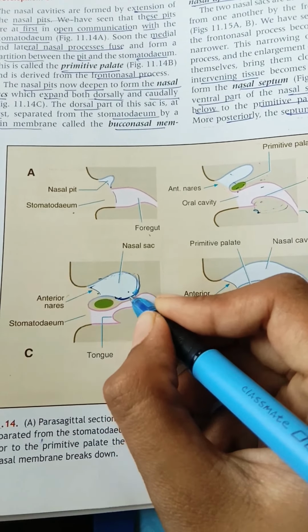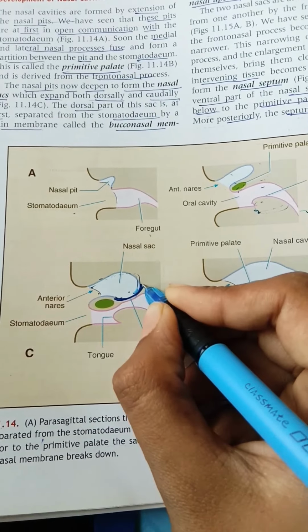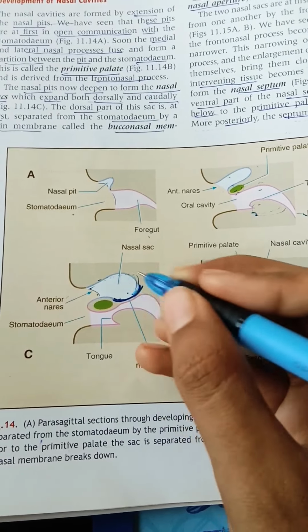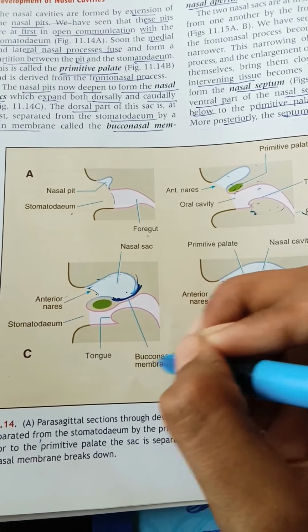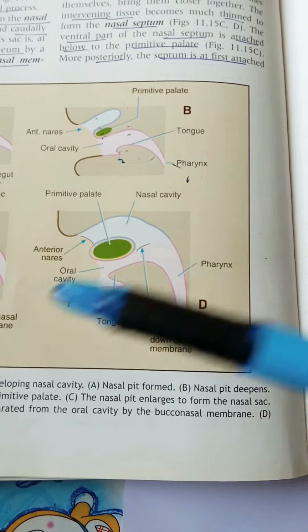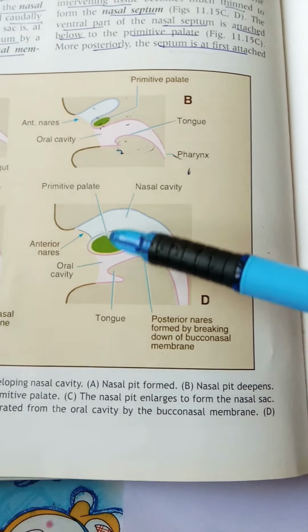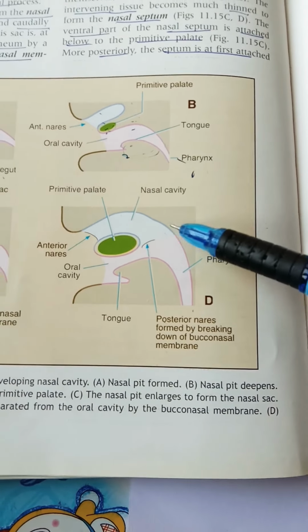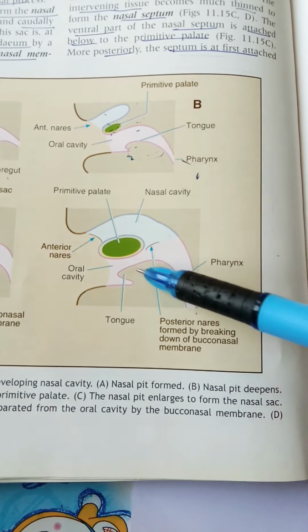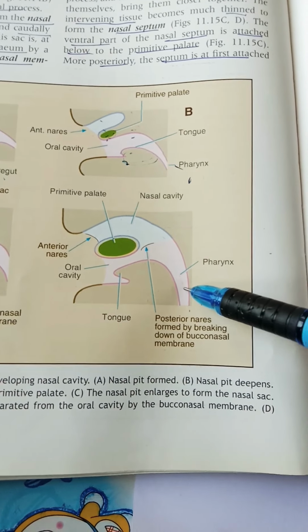So you can see this lining, this is the bucco-nasal membrane that divides the nasal cavity from the bucco, meaning mouth cavity, so hence the name bucco-nasal membrane. And here you can see now everything is formed, the primitive palate and nasal cavity, and now it's connecting with our nasopharynx. We know the pharynx connects with the nasal cavity, and the oral cavity also connects with our oropharynx.